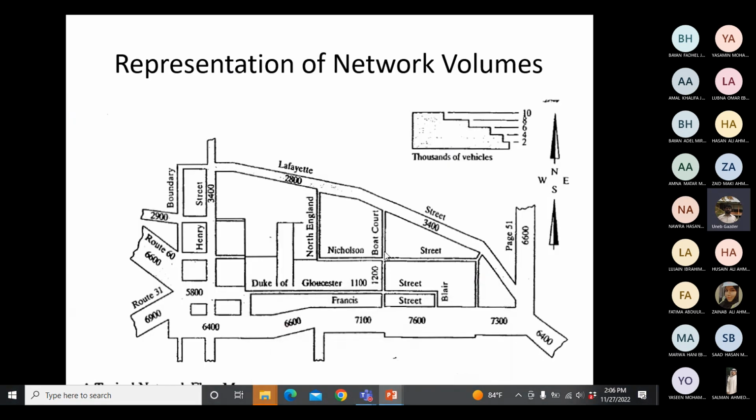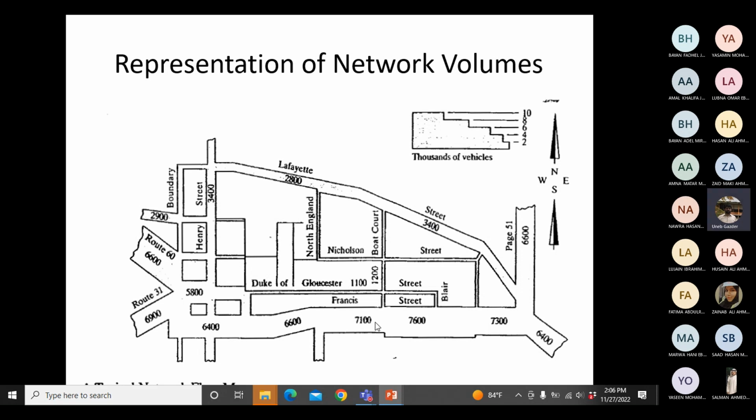And if there's no space, then you can see the number beside the road, beside the segment. So this is a network flow map. Another important thing about this network flow map is the width of the streets. The street width is dependent upon the volume itself.